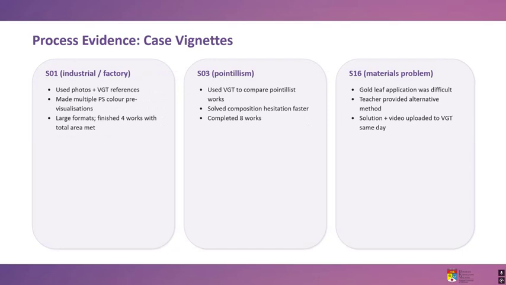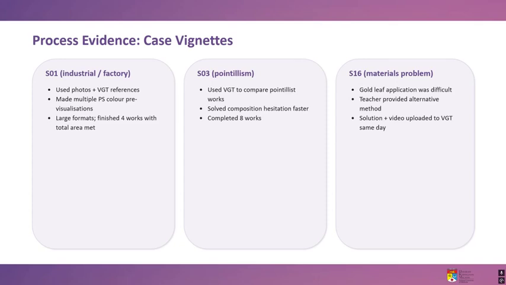Here are 3 short cases that show how VGT supported serial making. Student number 1 worked on an industrial theme with mixed media. He combined his own photos and materials with VGT reference and made several Photoshop colored previews to test the final look. His works were large, so he finished 4 works, but the total area met the requirement.